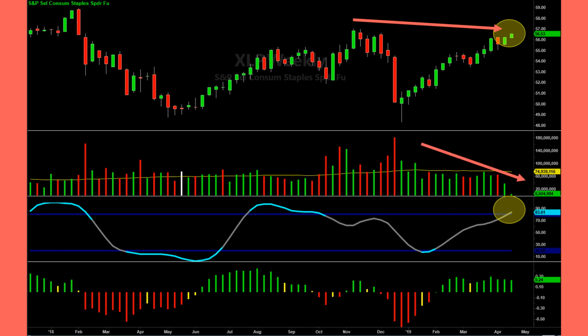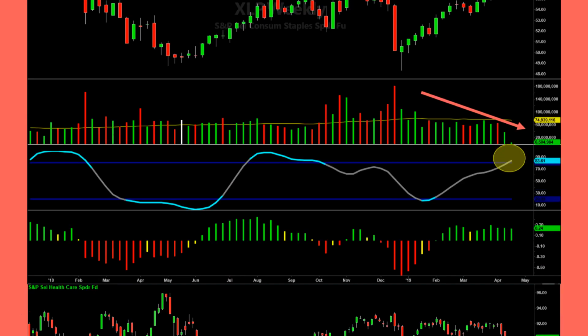Let's add to that this up move is losing steam on its volume. The volume is getting lower and lower, which means that we are probably coming to the end of this move. And yeah, you guessed it. It's not looking too good for any upside potential in the future.